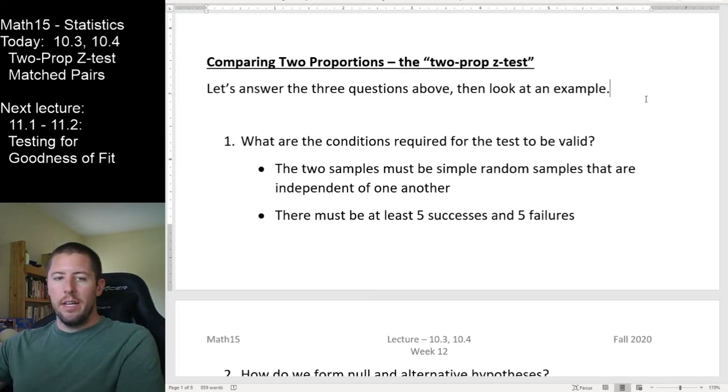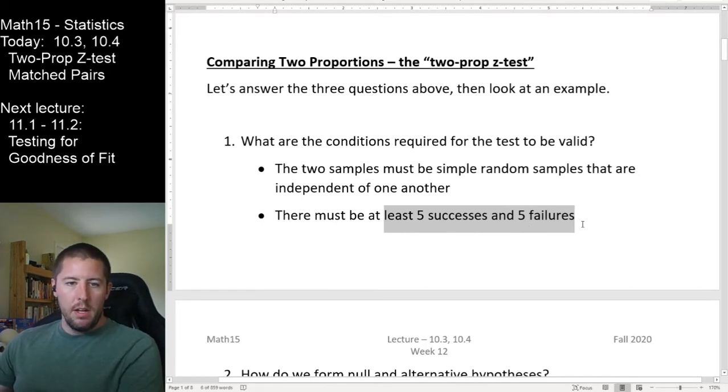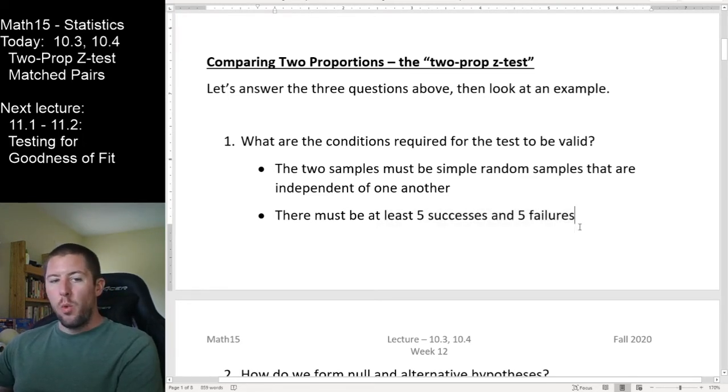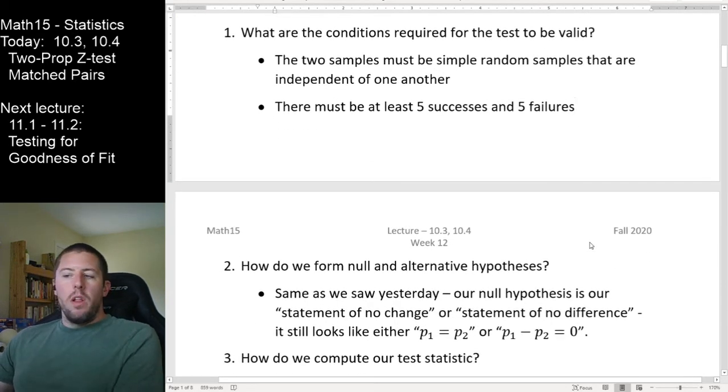So in general, this bullet point right here is sort of saying be wary of scenarios where it's extremely rare to have a success or to have a failure. If there's only one or two successes in your whole sample, your math might lead you astray in the beliefs that it will sort of crop up there. So we need to have at least 5 successes and 5 failures in any sample that we collect when we're talking about proportions. How do we form our null and alternative hypotheses?